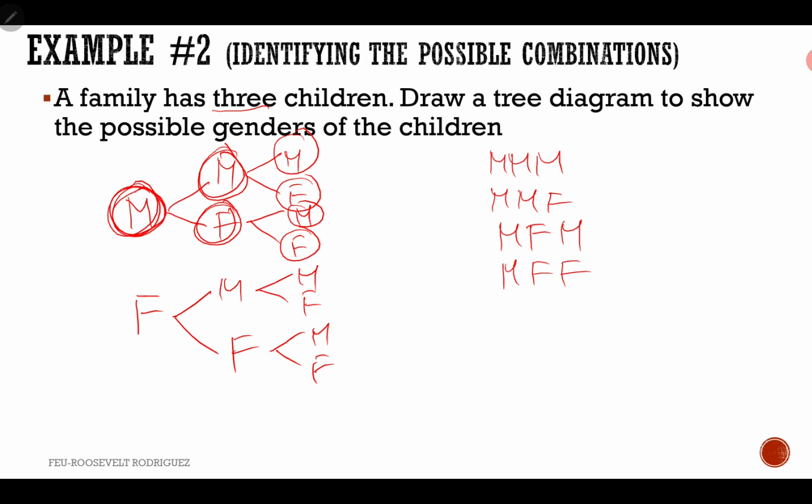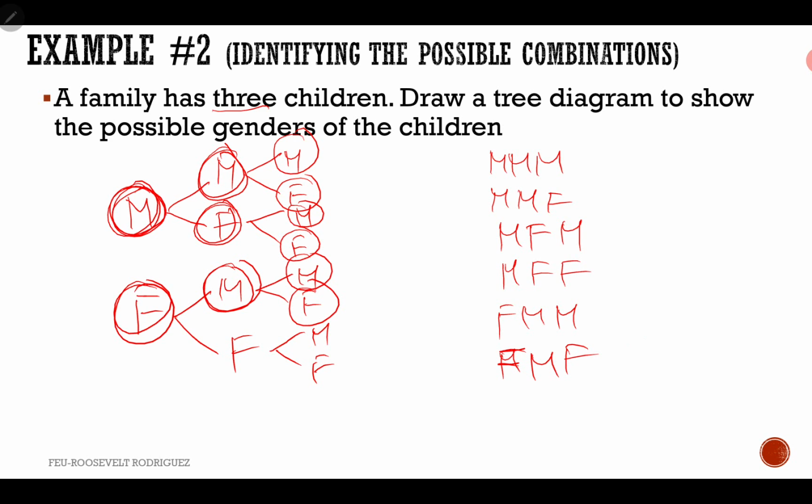And then, do the same thing sa pangalawang outcomes natin. Okay? So, we have F. Pwede naman dito, panganay naman yung babae. And then, we have male and male. So, we have F, M, and M. We also have F, M, and F. Also have F, F, M. And then for our last combination, we have F, F, and F. Ito naman yung lahat sila ay babae.